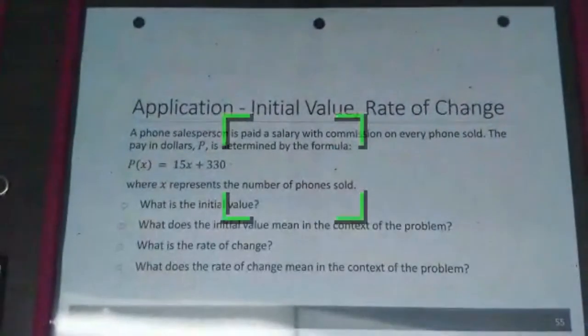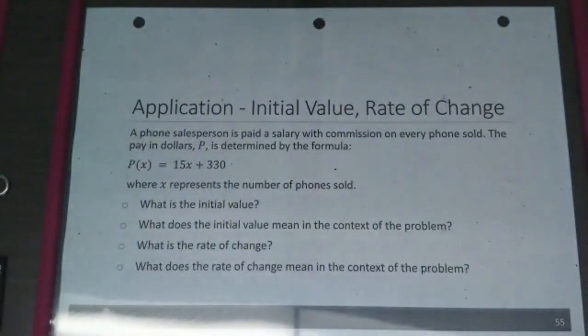So now that we're a little bit more comfortable with linear equations, we're going to start looking at some application problems. A phone salesperson is paid a salary with commission on every phone sold. The pay in dollars P is determined by the formula P of x equals 15x plus 330, where x represents the number of phones sold. What is the initial value? What does the initial value mean in the context of the problem? What is the rate of change? And what does the rate of change mean in the context of the problem?